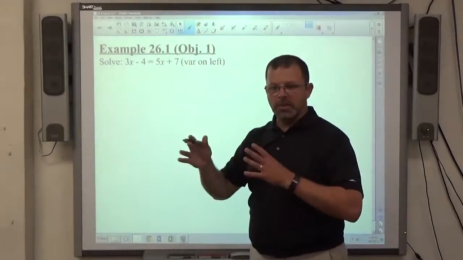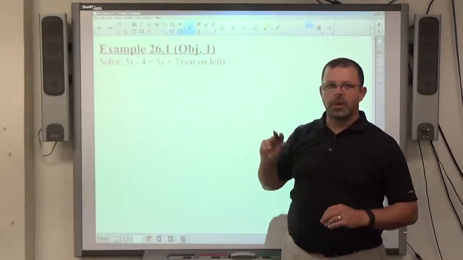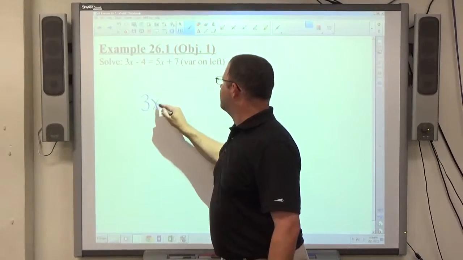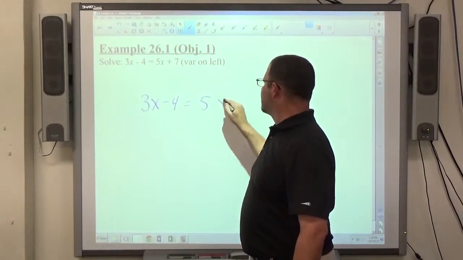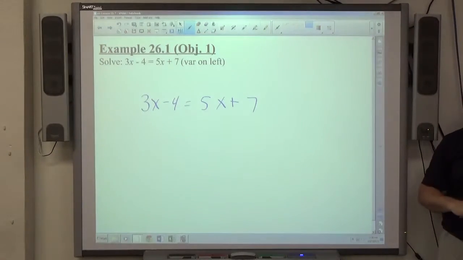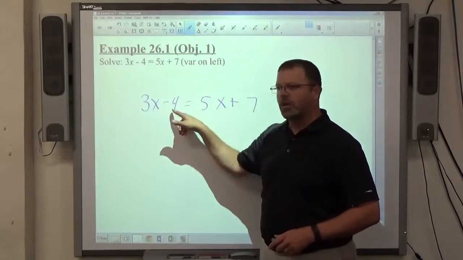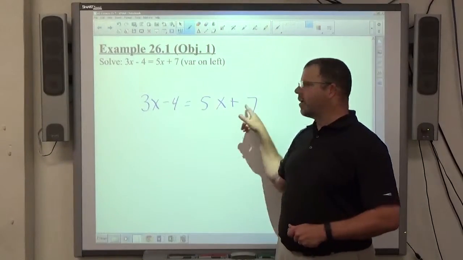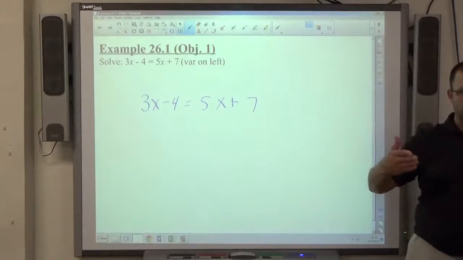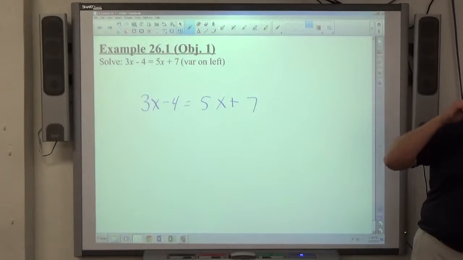So making that decision of move the variable to one side, move the number to the other. On this one, I'm going to move variables to the left-hand side. So notice 3x minus 4 equals 5x plus 7. Are there any fractions? No. So skip the fraction step. Looking at the left-hand side, 3x minus 4, are those like terms? No. Are 5x and 7 like terms? No. So skip the like terms step. If nothing's happening along those lines, move on to the next step.